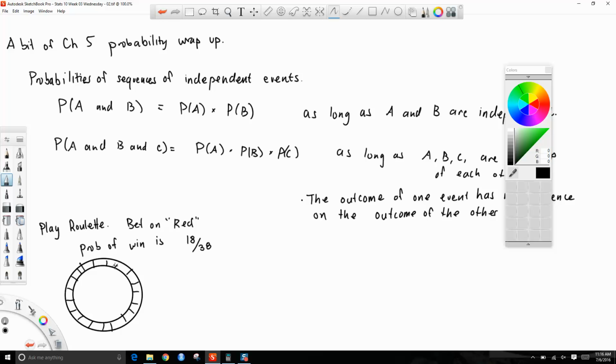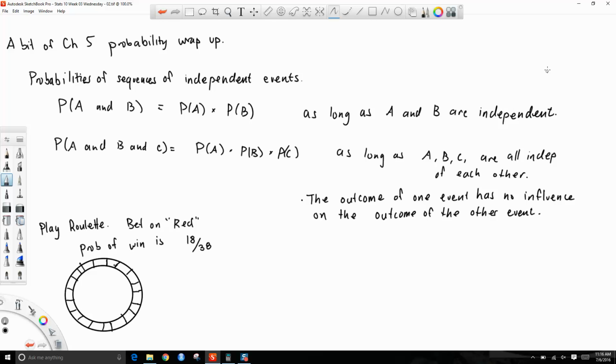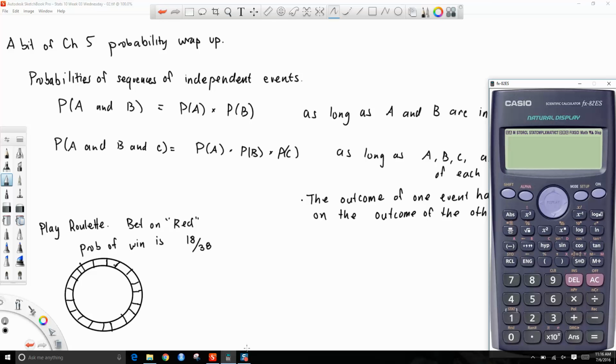Okay, so two of the spots are green, and then everything else is red or black. The game is set up in such a way that the casino always maintains a small edge in winning. Betting on red will pay out evenly, but the probability of winning is not 50%. It's 18 out of 38, so you've got a 47.474% chance of winning.